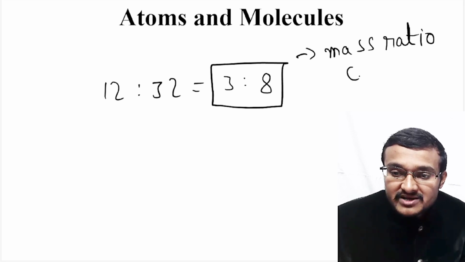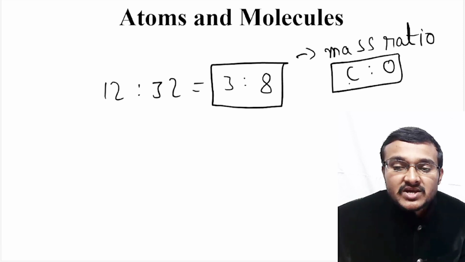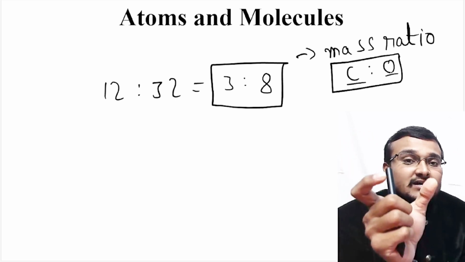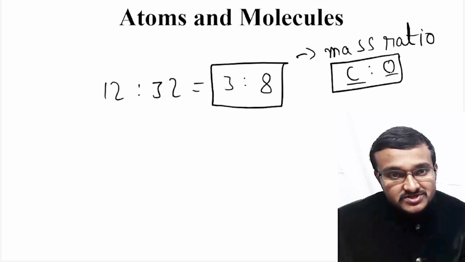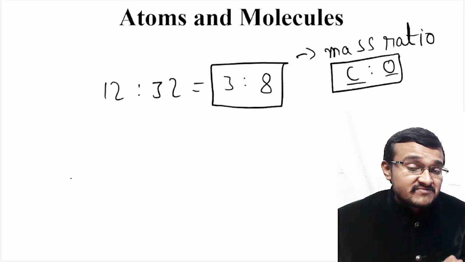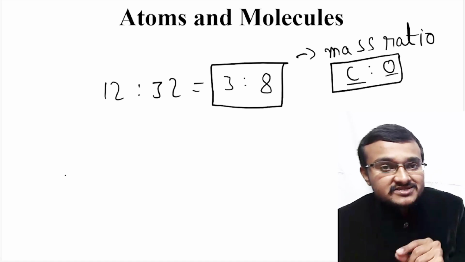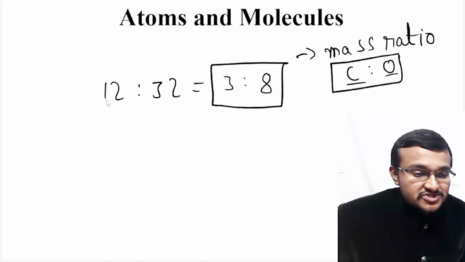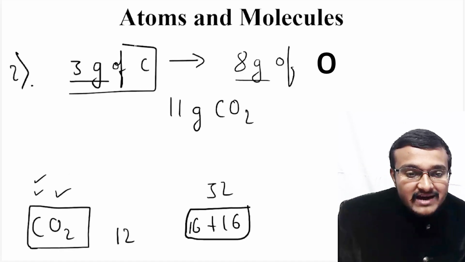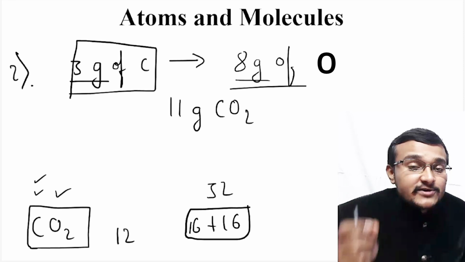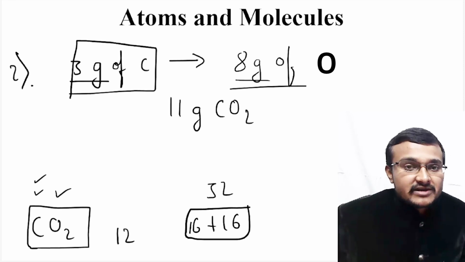of carbon to oxygen. So if 3 grams of carbon is there, then 8 grams of oxygen should be there to form 11 grams of carbon dioxide. So that means here they have given the perfect mass ratio of carbon and oxygen. So here in the question also they are giving 3 gram of carbon reacting with 8 gram of oxygen to form 11 gram of carbon dioxide.